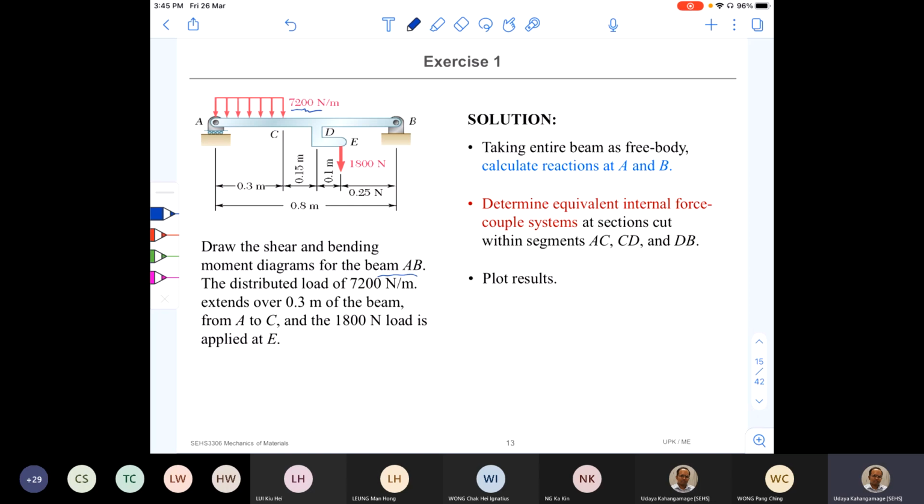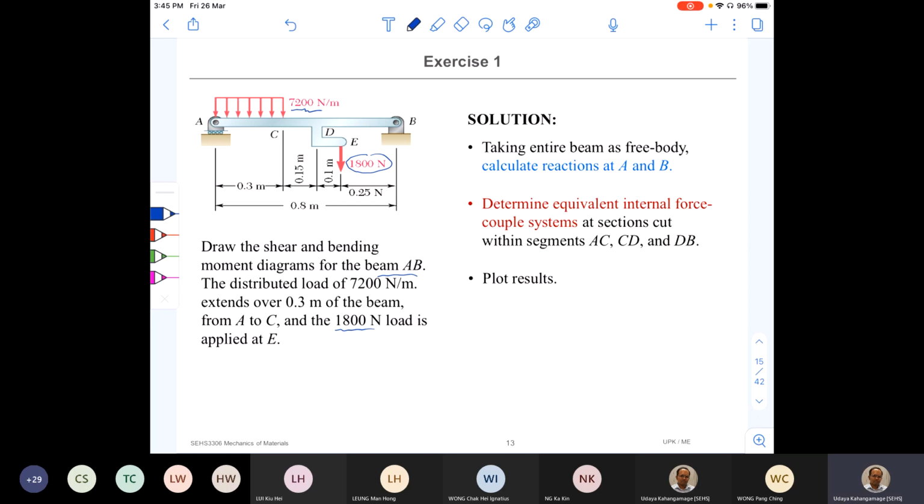And a 1,800 Newton load is applied at E. So that is this load. This is something new that we have not come across before. Previously, loads were always applied directly on the beam. Now here the beam is AB and the DE part is like an attachment onto the beam. So this 1,800 Newton load is applied on that attachment, right? So the effect of that load is felt by the beam AB.